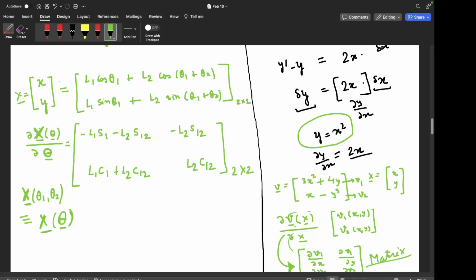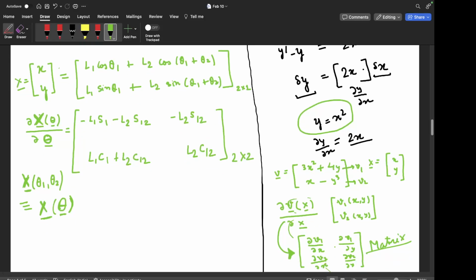So we are taking the derivative of capital X with respect to capital theta. So we are taking the derivative of the capital X vector with respect to the capital theta vector. And then we follow the process here again.